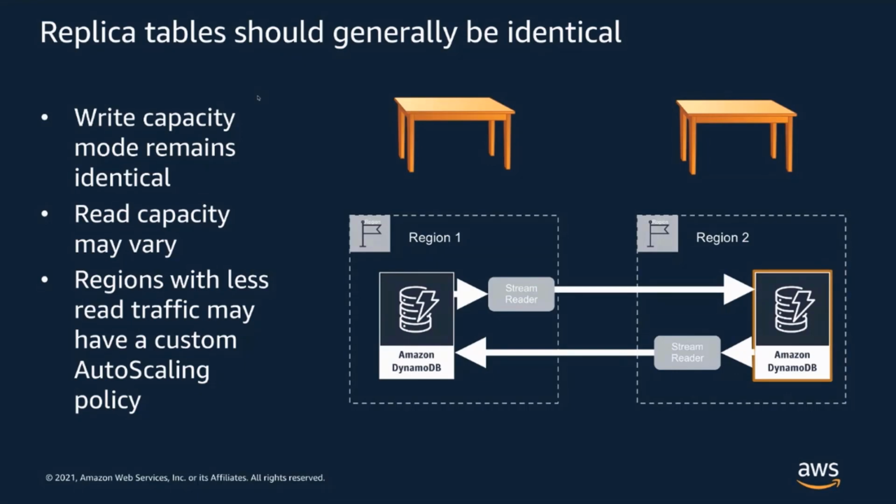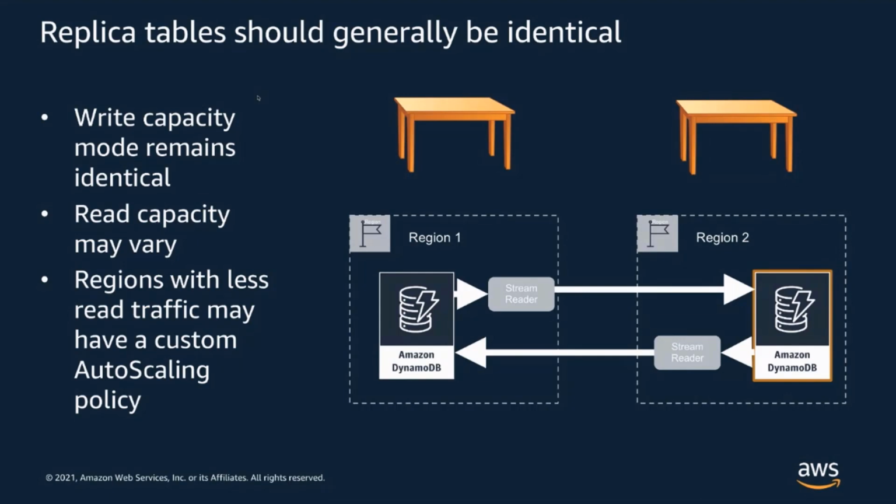In fact, I think we require the provisioned capacity to use auto scaling to make sure that the write capacity goes up and down roughly at the same time on both sides. Or you can use on demand as well. And that's much more aggressive for scaling up. Hard to overwhelm it. What you can do, however, is the read traffic could differ.